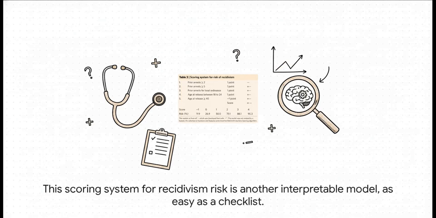Here's another flavor of an interpretable model. It's just a simple scoring system. It looks like a checklist a doctor would use. You just go down the list, you add or subtract points for a couple of key things, and the final score gives you the risk assessment. It's simple, it's easy to double check, and it works.